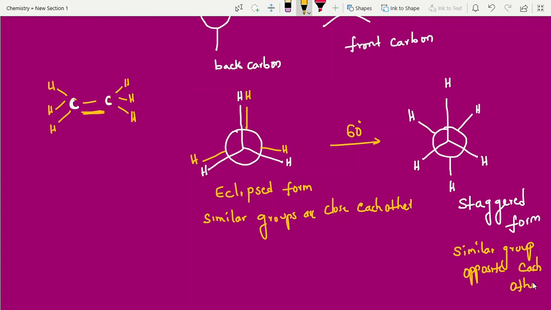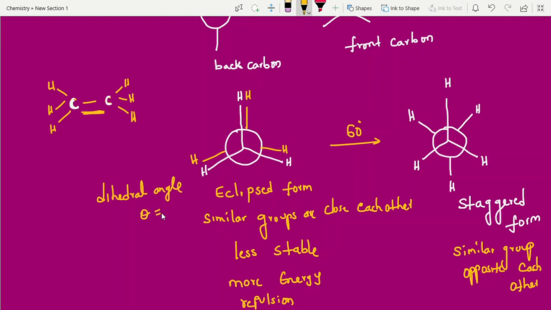Now, about stability, which is less stable? The eclipsed form is less stable. Definitely it has more energy. Why is it less stable? Similar groups are very close, so repulsions and torsional strain are also more. Here the dihedral angle is also 0, the angle between these two is 0. That angle we call the dihedral angle. Here theta equals 0. Here it is theta equals 60 degrees.